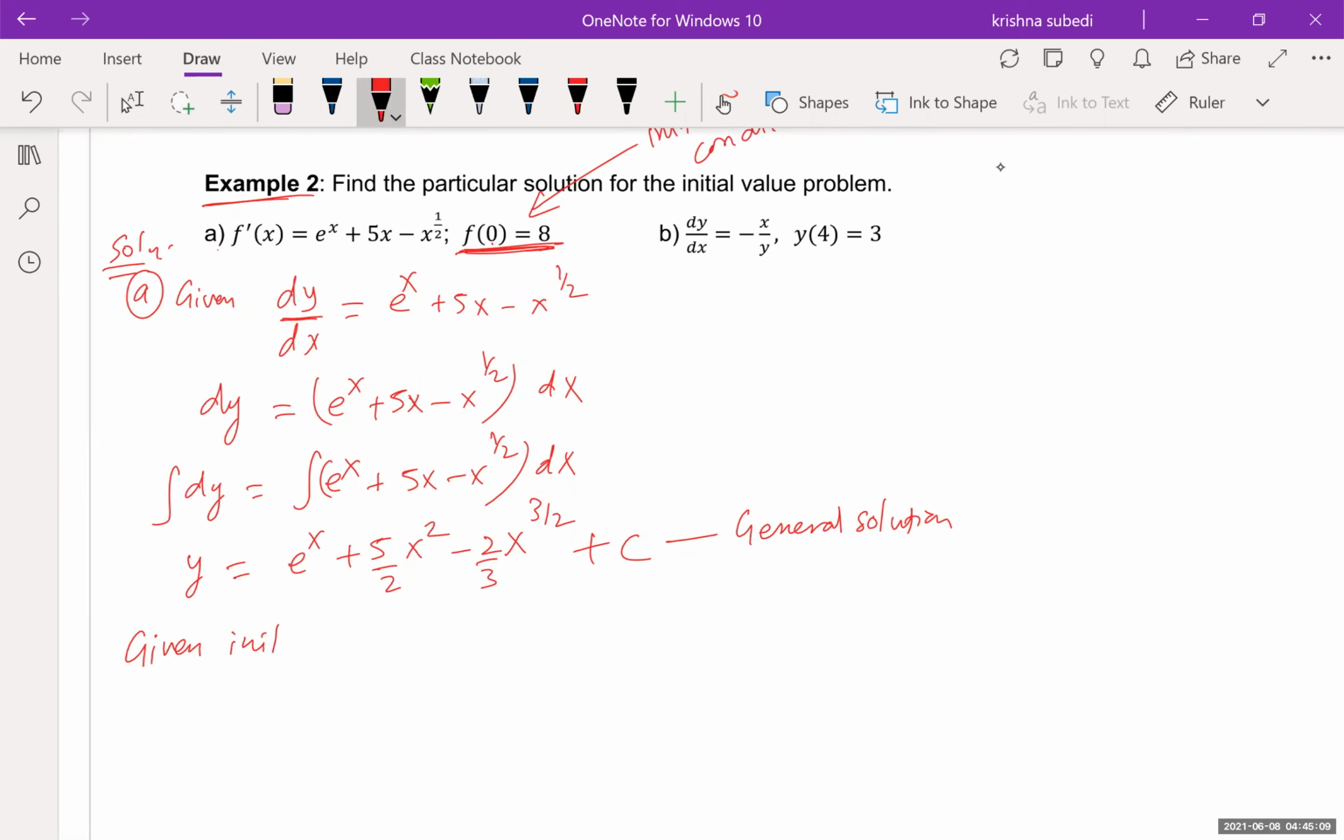Given the initial value condition as f of 0 equals 8. What does that mean? f of 0, or you can say y of 0, doesn't matter. We change that f of 0 into, you can also write y of 0 if you like. y of 0 equals 8. What it means is when x equals 0, y equals 8. That's the meaning of that, right? Now substitute this value in the general equation.